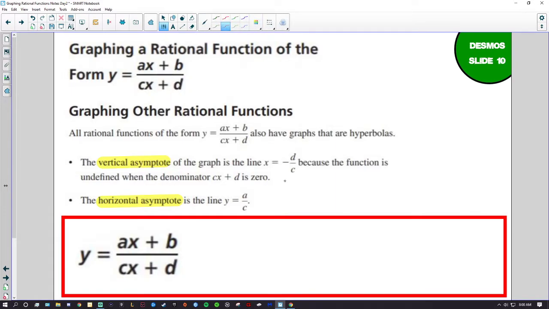So I'm going to just write a note. This whole bullet point, the vertical asymptote of the graph, yes, it is x equals negative d over c, but the reason it's negative d over c is we're just setting the denominator equal to 0 and solving. So I'm going to make that note. Let's make a little star. Set denominator equal to 0.